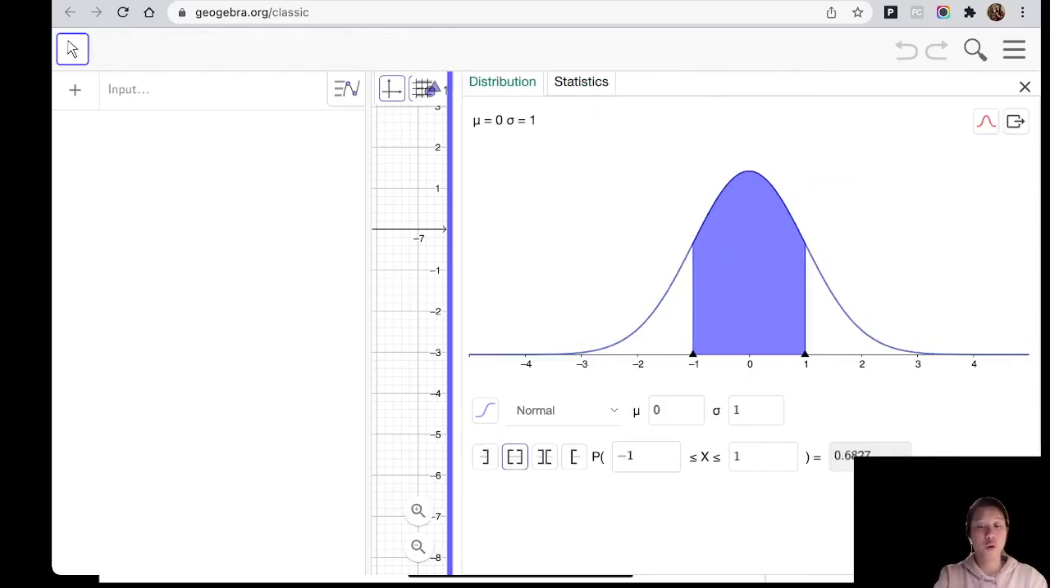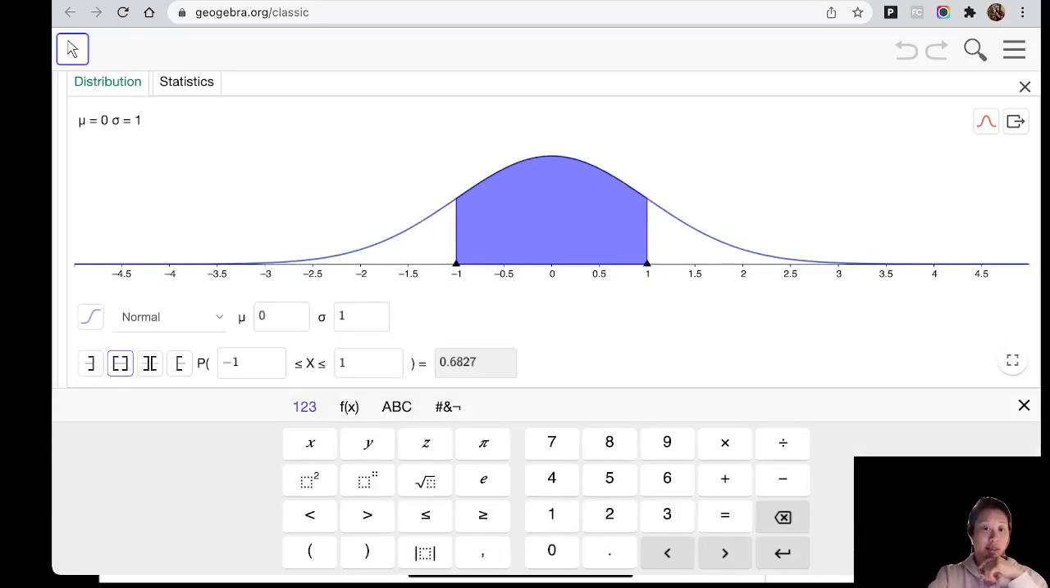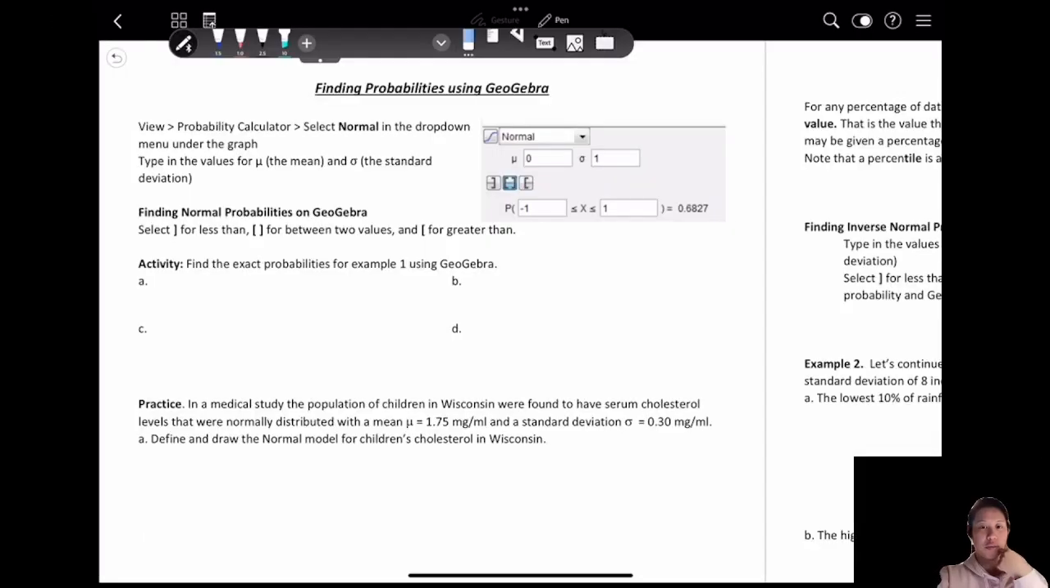By default, they will have a normal distribution. Here is where you change the mu and the sigma. Okay, so now let's take a look at the practice.